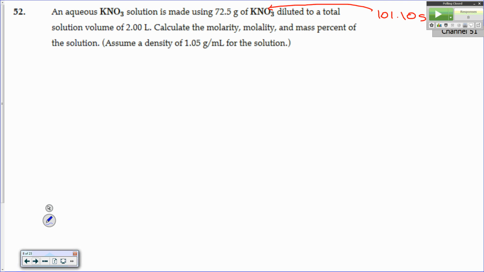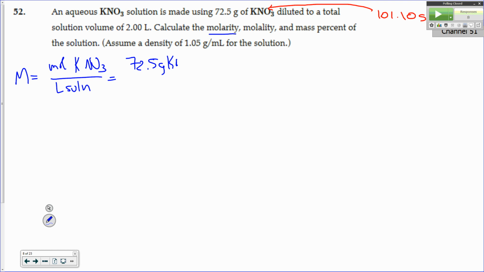Okay, so the first one it wants to know is the molarity. Molarity, capital M, is the moles of the solute, which is potassium nitrate, per liters of solution. Start with what you know. You've got 72.5 grams of potassium nitrate. I need to convert that from grams to moles. To do that, I need the molar mass, and I've calculated the molar mass is 101.1. So there's that many grams of potassium nitrate per 1 mole of potassium nitrate.